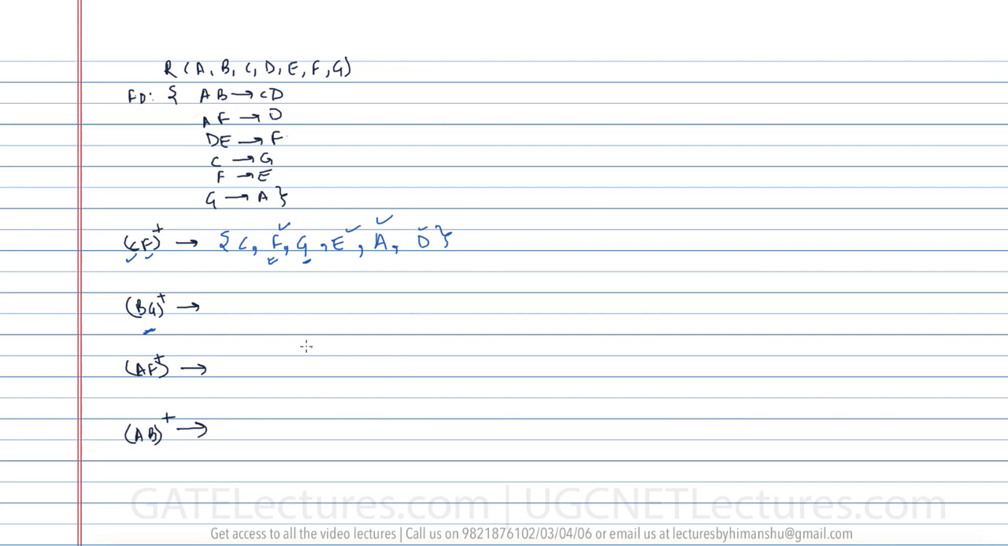If I take BG closure, so let us take what is BG closure. So with the help of BG, with the help of B, I can determine B itself. With the help of G, I can determine G itself. So let me elaborate it in some good steps.